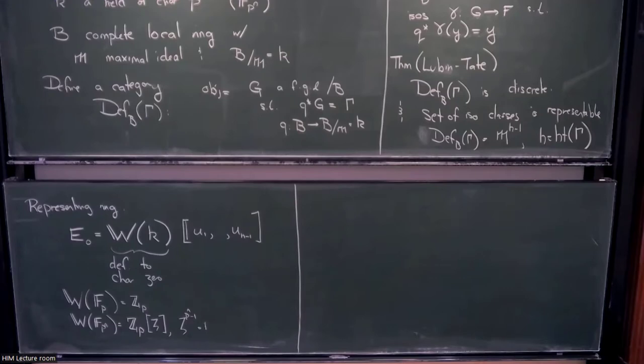I just lifted that. Okay, so saying that this is the representing ring says that there actually needs to be a deformation of gamma over this. Well, first, the maximal ideal is the ideal generated by P and the UIs. And when I reduce modulo P and the UIs, then I exactly get the field K back.